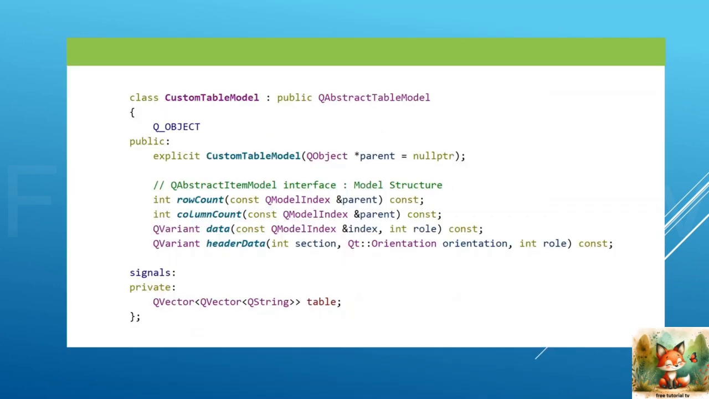Another thing we have is the data method. So the caller of this method is going to provide an index and a role, and we need to return whatever data we have at this index in our model. We also have header data, which is going to allow us to specify the headers for things in our model when it gets to be displayed in a table view. You're going to see how this works in a minute.